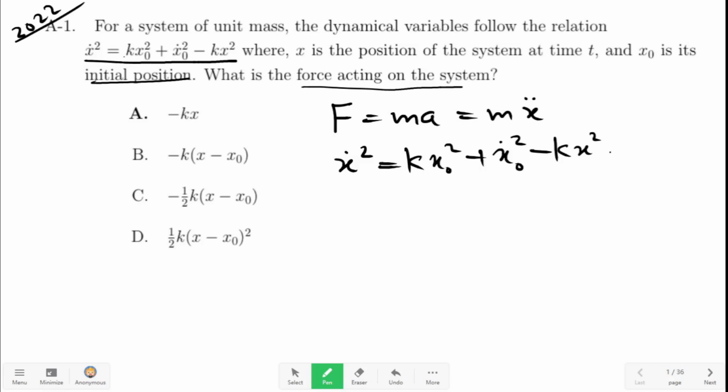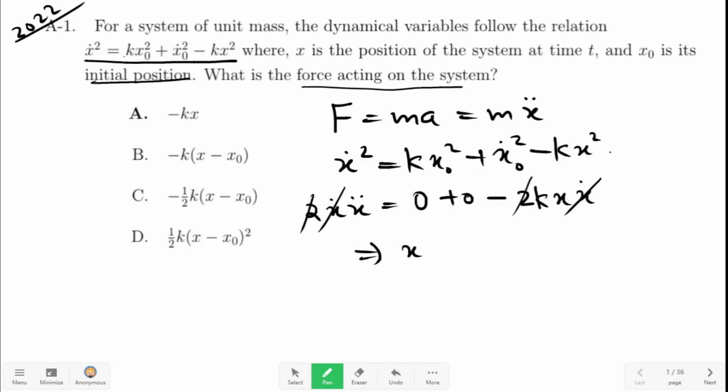If we differentiate with respect to time, we get 2x dot x double dot is equal to k is constant, x naught is constant. So their derivative is 0. X naught dot square is also constant. Its derivative is also 0. Minus 2kx x dot. Now 2 gets cancelled. X dot gets cancelled. This implies x double dot is equal to minus kx.